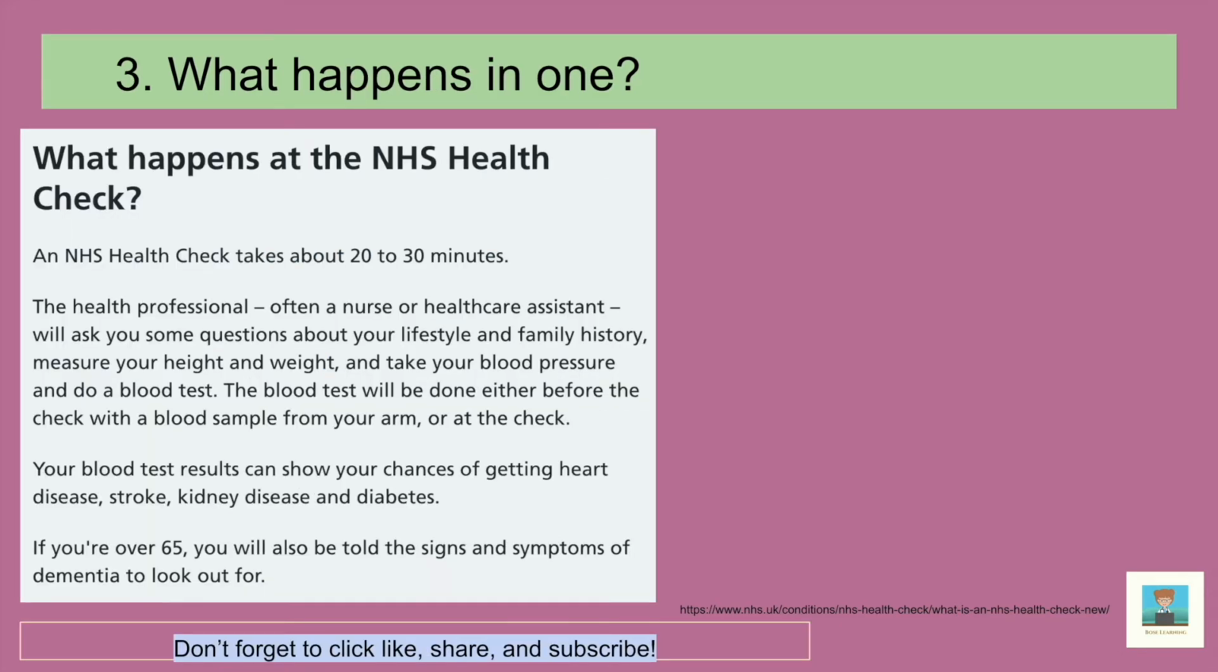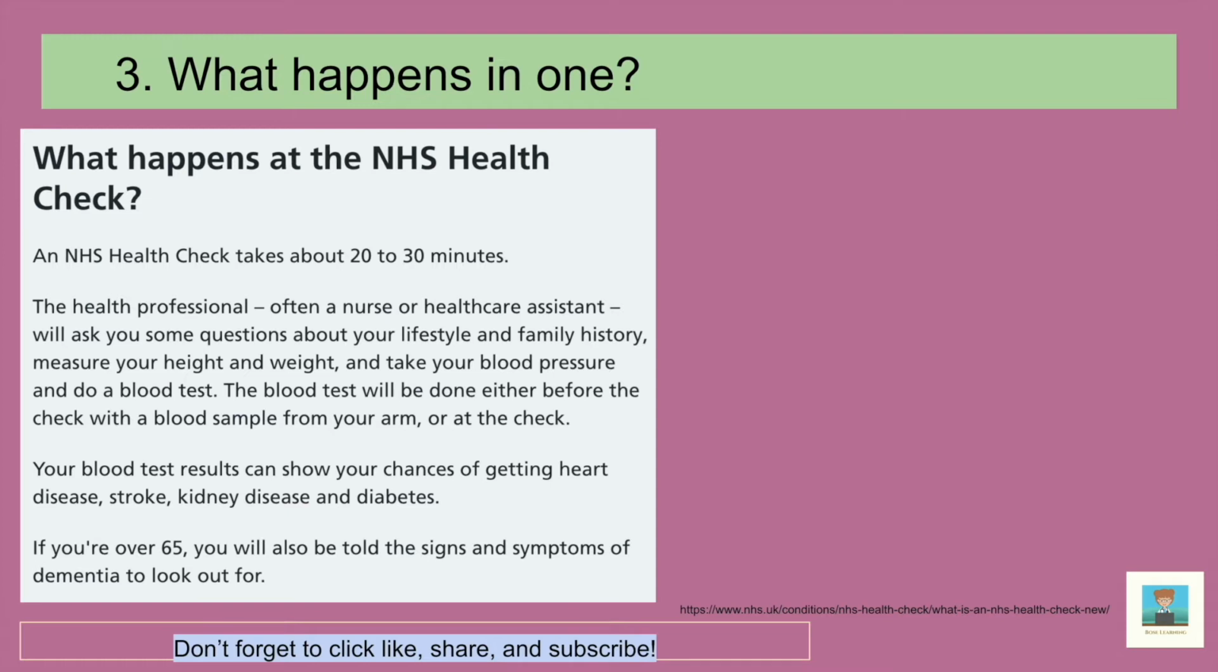But what happens in one? So these health checks take 20 to 30 minutes and they could be conducted by a nurse or a healthcare assistant in your GP's surgery, or they could also be conducted by a pharmacist in a pharmacy. The healthcare professional will ask you some questions about your lifestyle, family history. They'll take your height and weight and your blood pressure and do a blood test as well, either at the appointment itself or maybe before or afterwards.